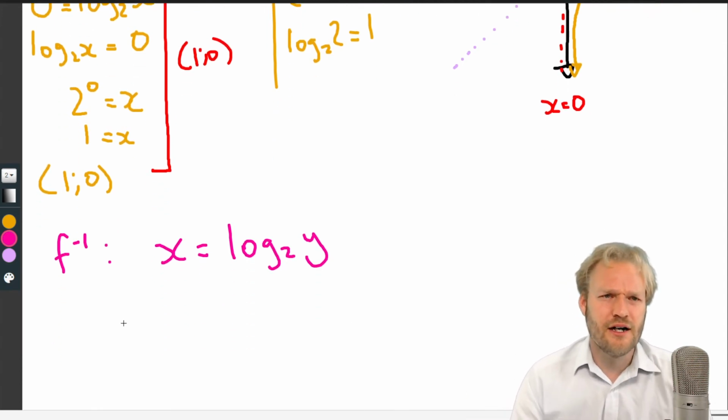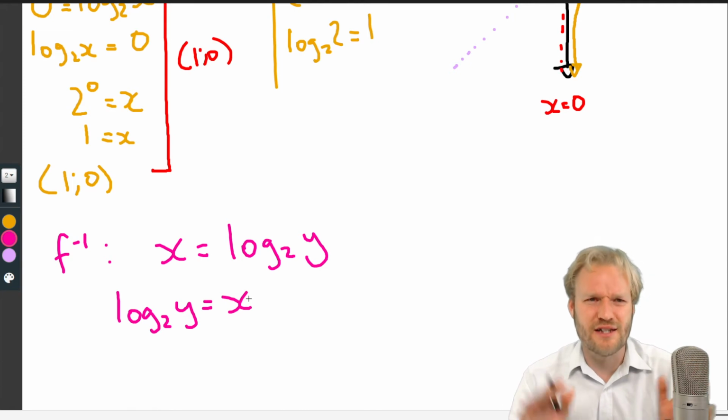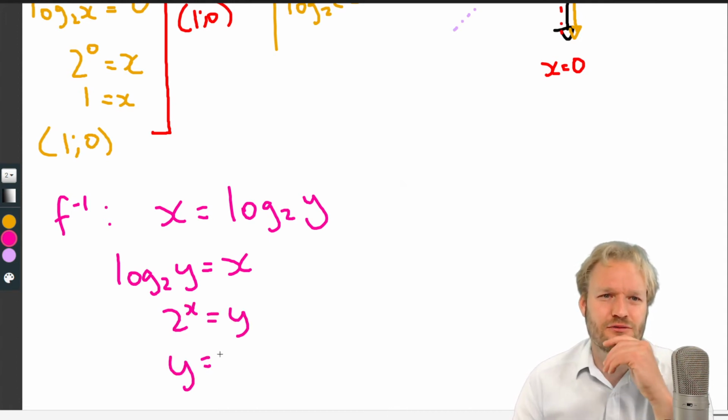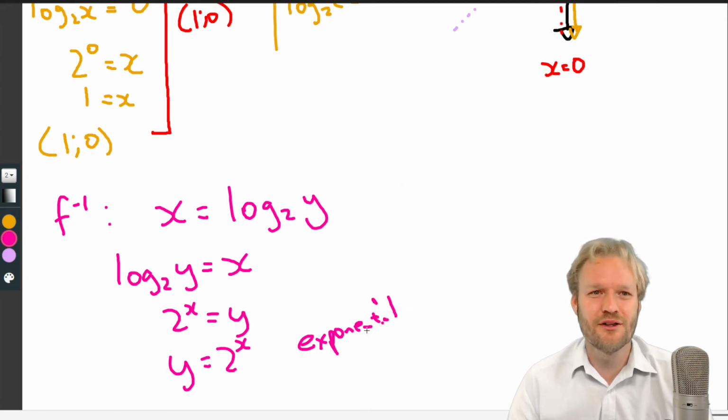Okay. Now, I don't know how you're feeling yet. I still feel like I just want to rewrite this. So the log's on the left-hand side and we can convert nicely and go, okay, so 2 to the x equals y. Let's just write it the other way around again. So y equals 2 to the x. Hey, look at that. That's just the exponential. Indeed, the one we started with.